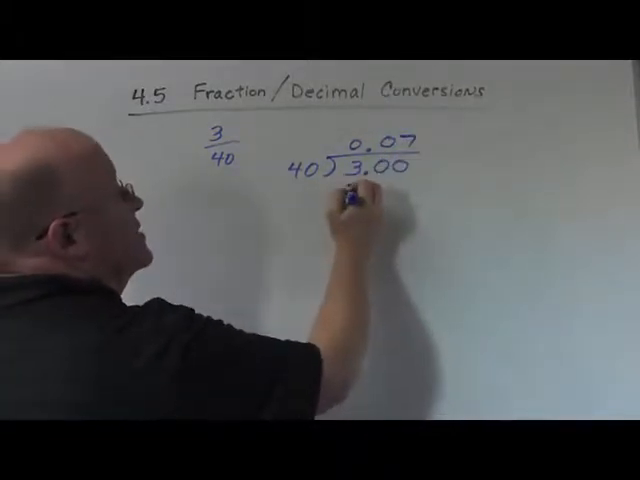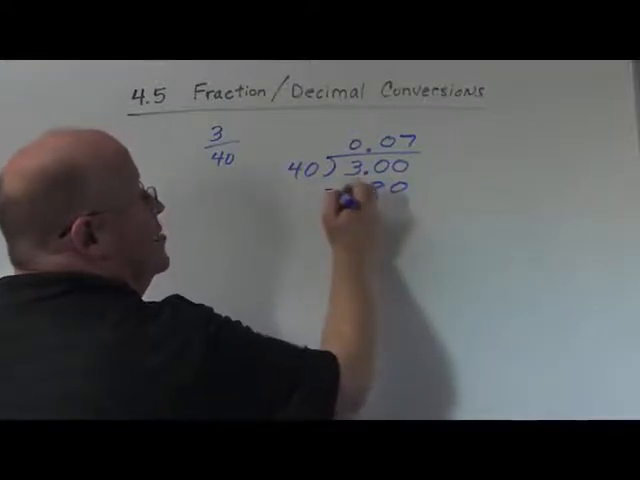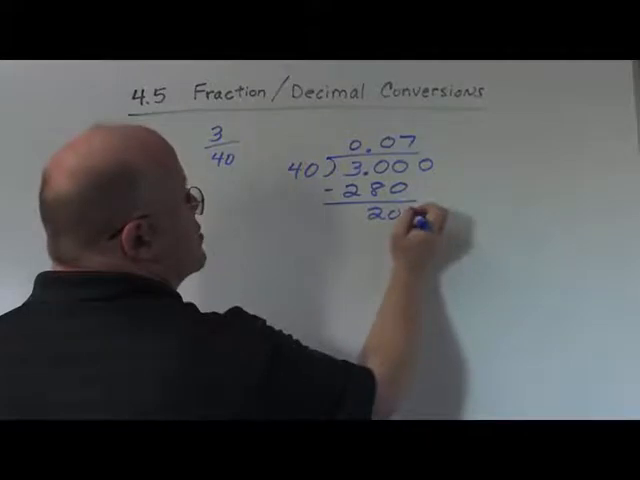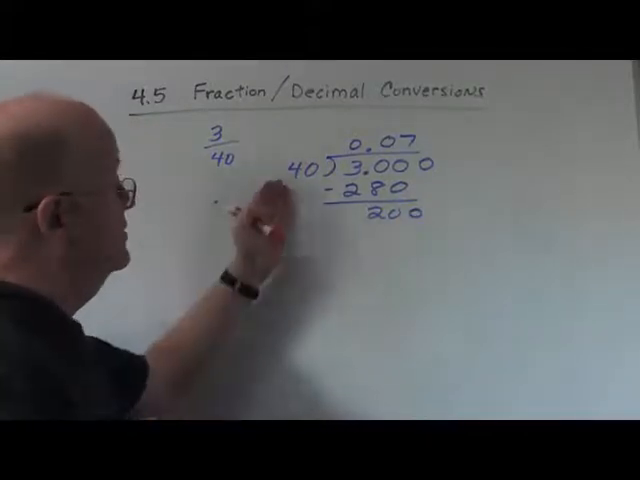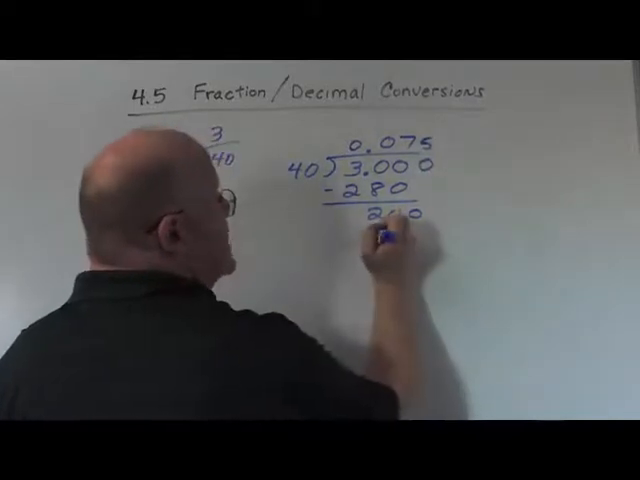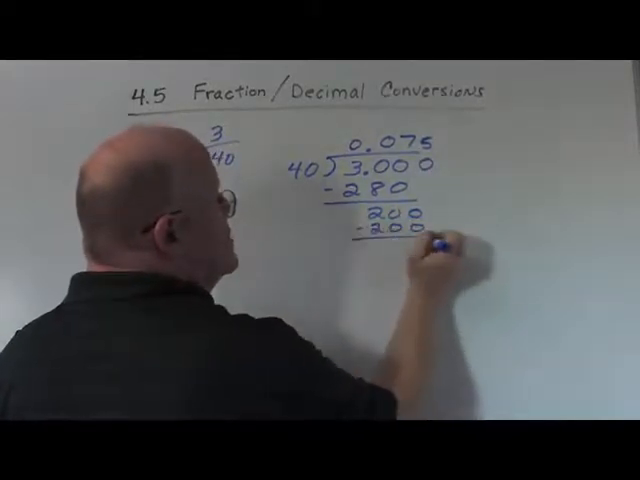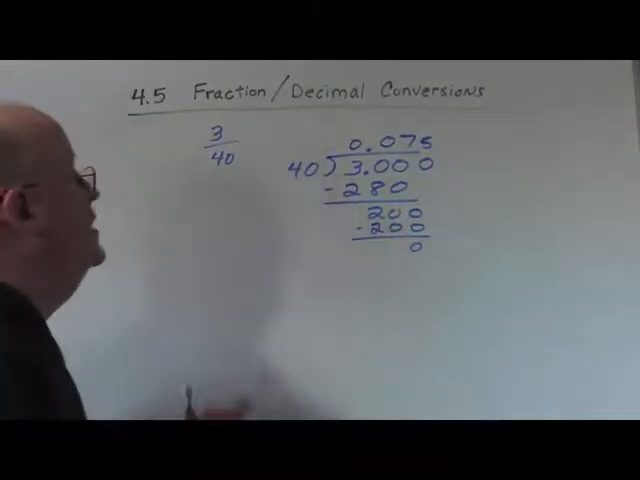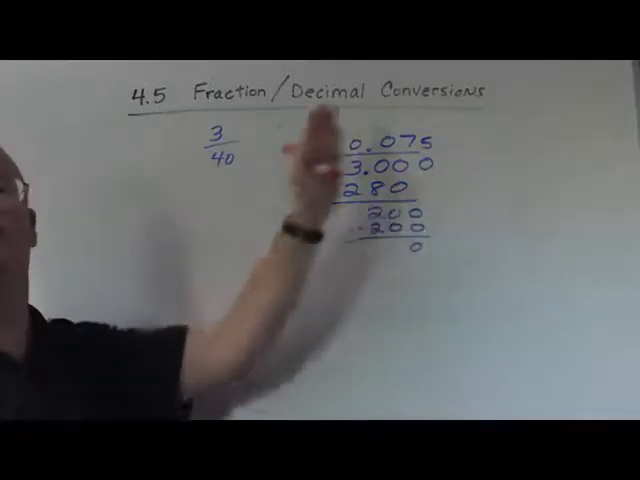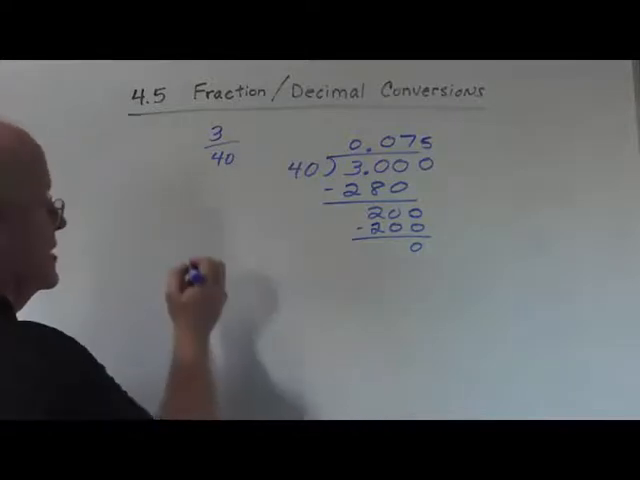7 times 40 is 280. We could then subtract and get 20. We'll have to put another 0 in, which we bring down. And 40 goes into 200 5 times exactly, so there's no repeating decimal. We're done.